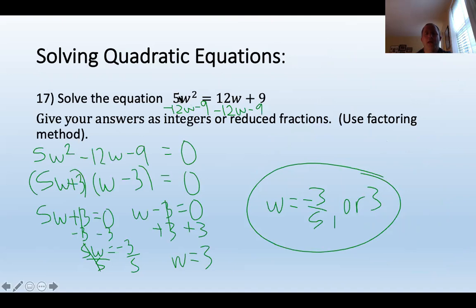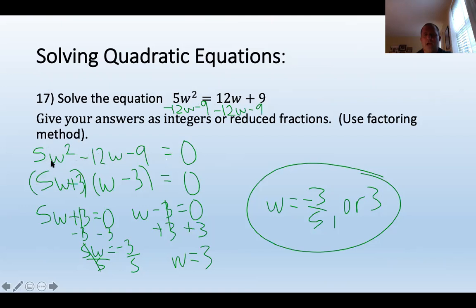And you want to do that so that the leading term stays positive. 5w squared is already positive, so we're going to subtract 12w and subtract 9 from each side to move it over and cancel it out on the right side. So you have 5w squared minus 12w minus 9 equals 0.